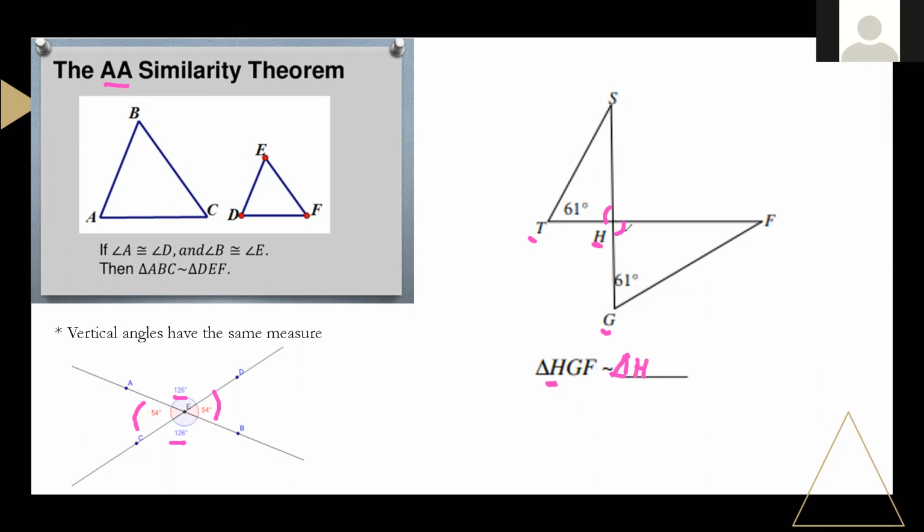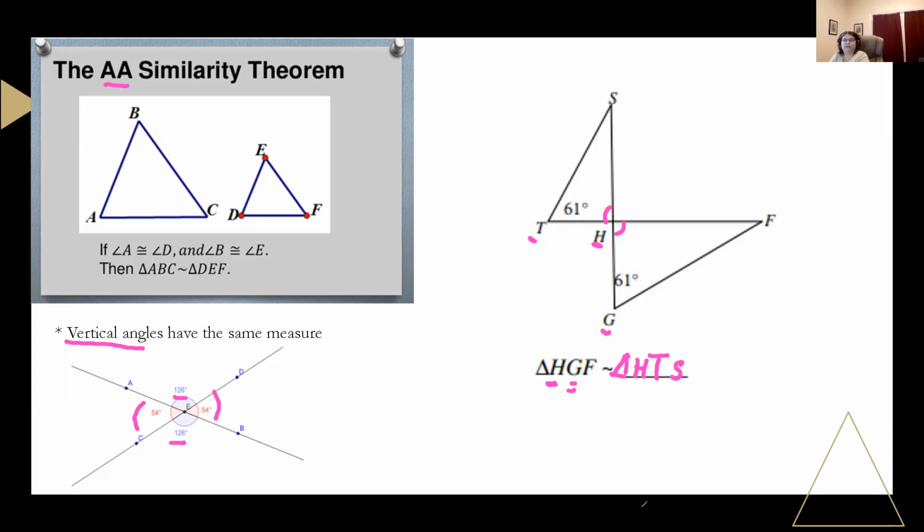Because both of these would be considered H, and H is congruent to itself because they're vertical angles. What is G equal to on that? T. G is equal to T. So then T has to come second because G is 61 and T is 61. So then what would I write for my last letter here? S. Yep. Does that make sense?